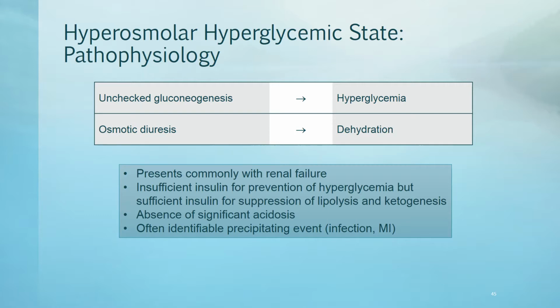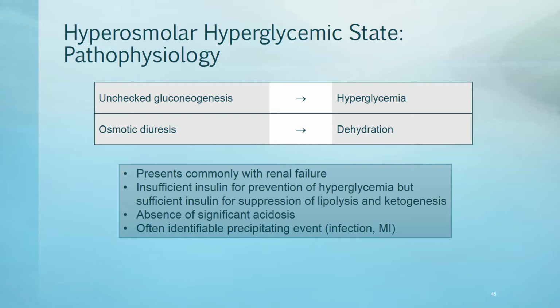Sometimes this can present in patients that have renal failure, and I talked about how they don't have acidosis. It can be identified after an infection or an MI, same as with your patient with DKA as well.